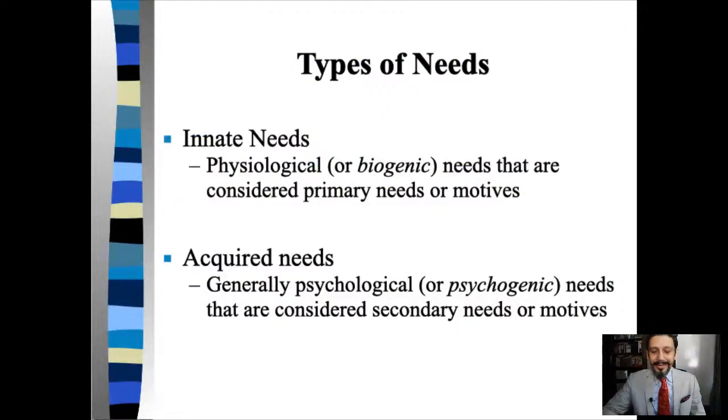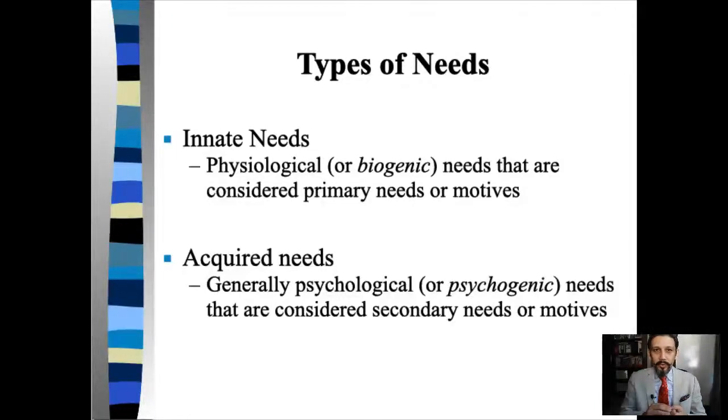Now, when we talk about needs, there are different types of needs. There are innate needs, which are called physiological or biogenic needs that are considered primary needs or motives. And then there are acquired needs, generally psychological, that are considered secondary needs or motives. So innate needs are the basic needs for food, shelter, water, those types of things. And acquired needs are things that we learn based on our experiences, based on society, based on what people tell us.